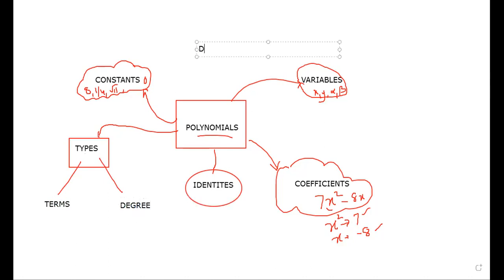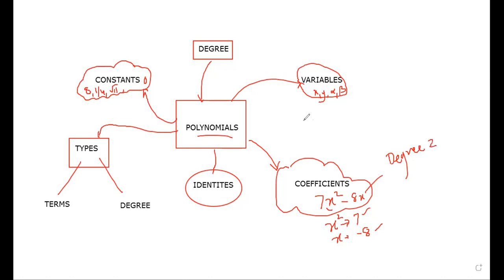Let's define degree first. Who will say? What is the degree of a polynomial? Highest power of the variable in a polynomial. Can you give an example? Let's take this example only, which I have written here: 7x square minus 8x. So what is the degree? Square. What is the degree? 2. Degree is 2.